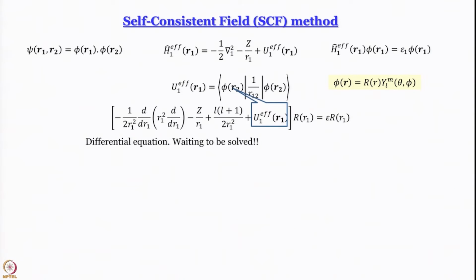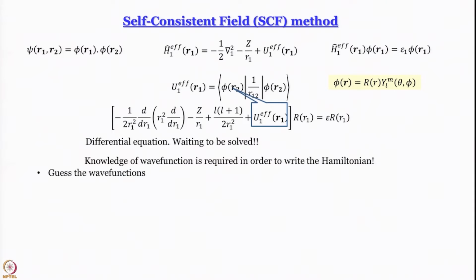So since we do not know what the wave function would be, and that knowledge is required in order to write the Hamiltonian itself, we can make an intelligent guess, and we have already discussed at length how many different kinds of trial functions are used, and these that we discussed are actually very classical kinds of trial functions. There are many more that came later.